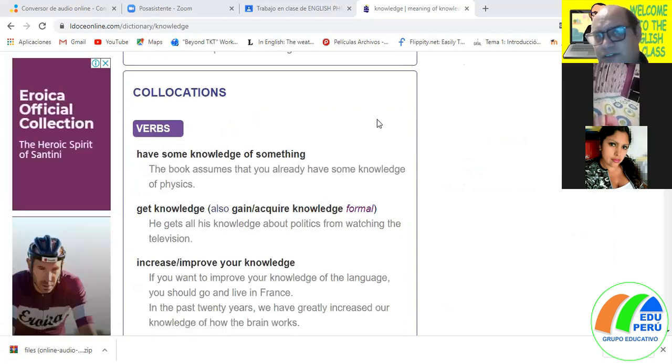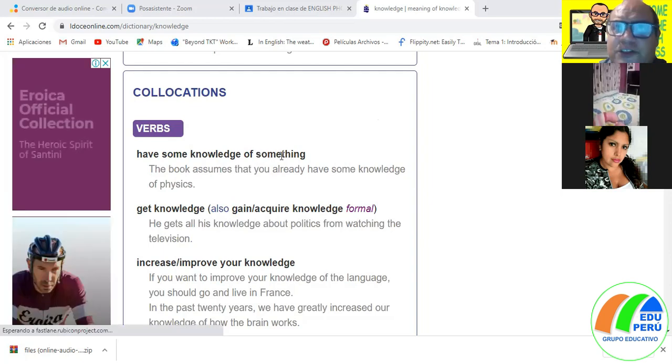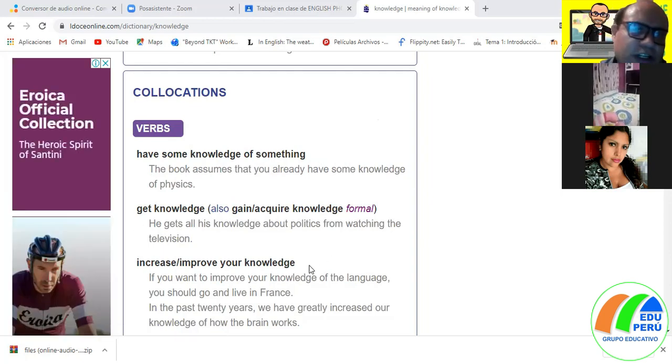Then you have collocations. What is the meaning of collocation? Do you know what a collocation is? Notice here the examples. Have some knowledge of something. Get knowledge. Increase your knowledge. Improve your knowledge. So collocations are fixed expressions where you join two or three words together, and we usually use them together. A group of words that we usually use together. This is a collocation: have knowledge or have some knowledge. Get knowledge, increase knowledge, improve knowledge.